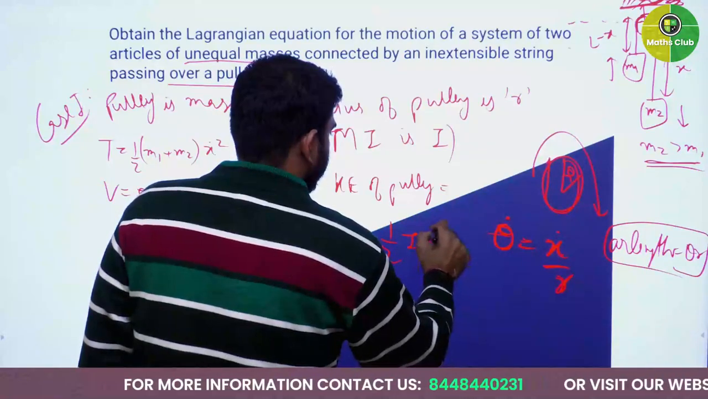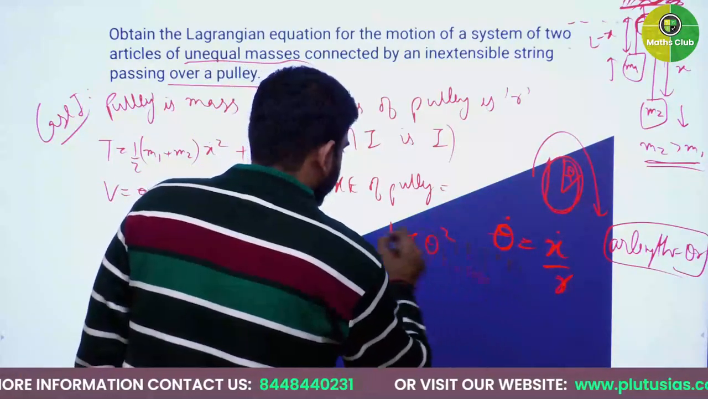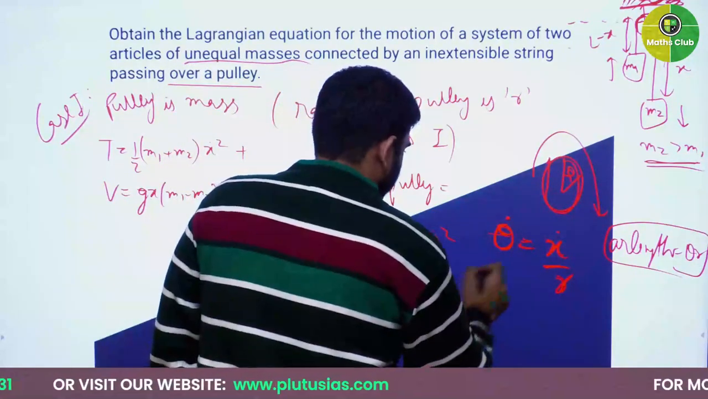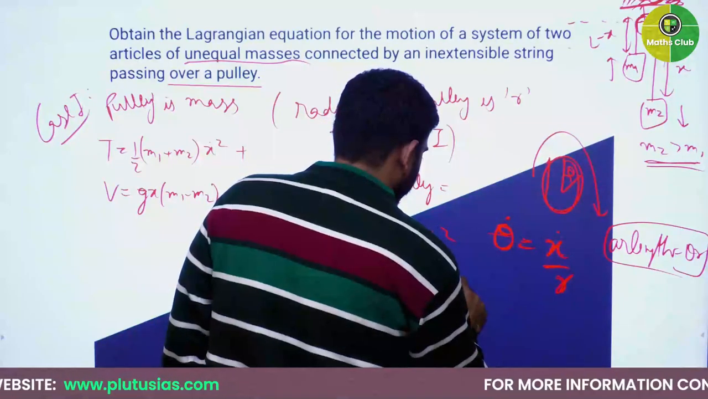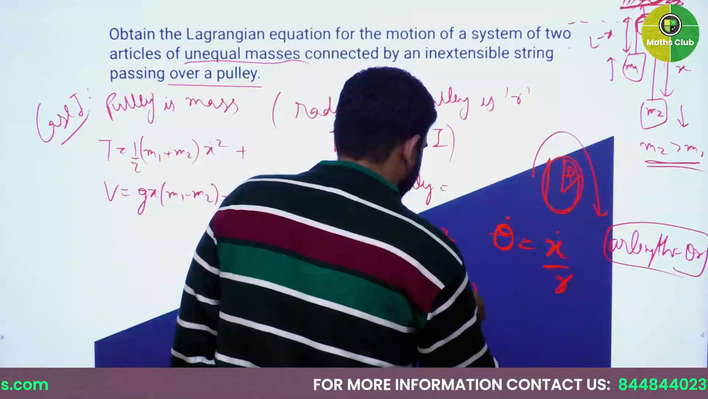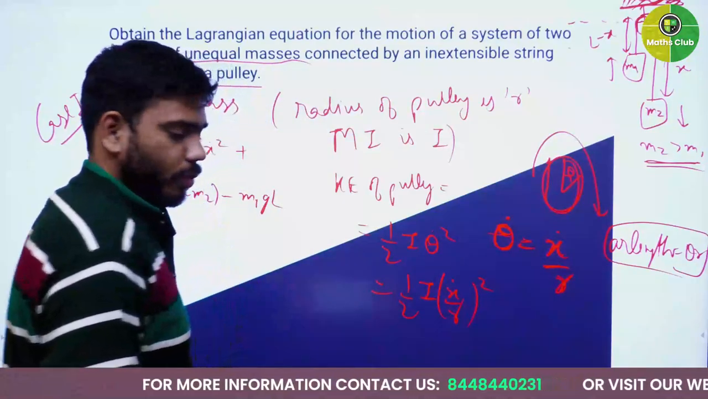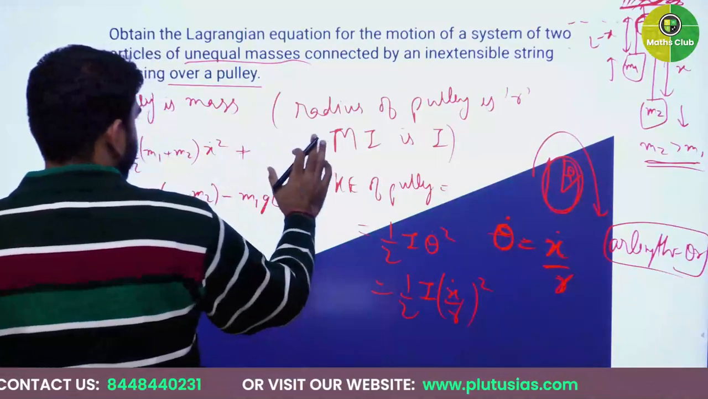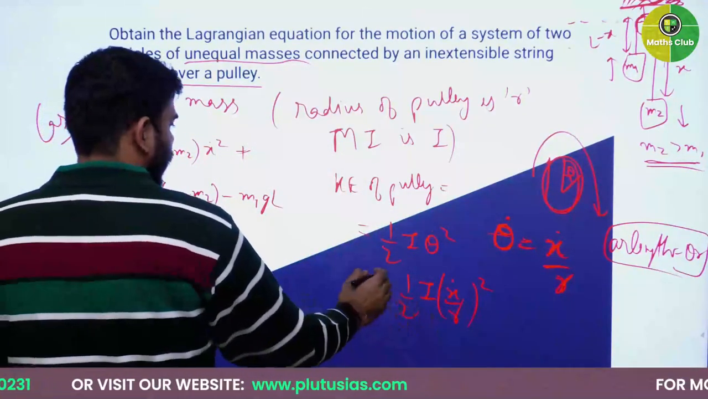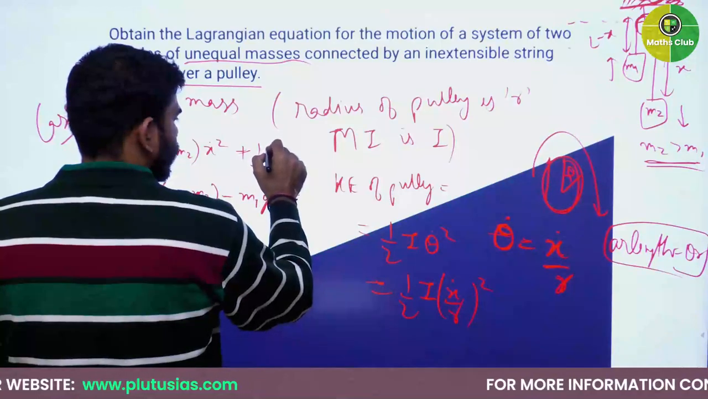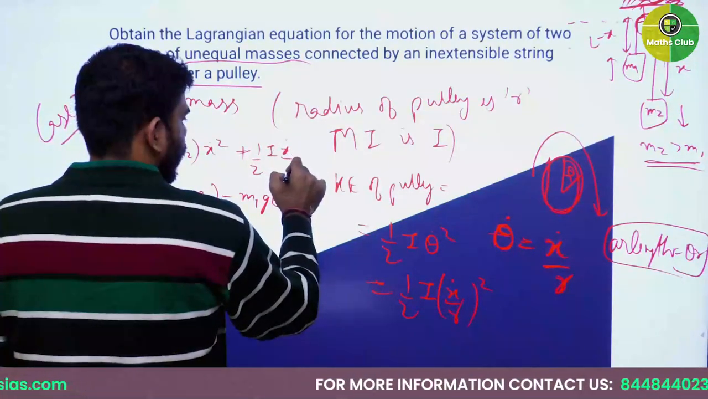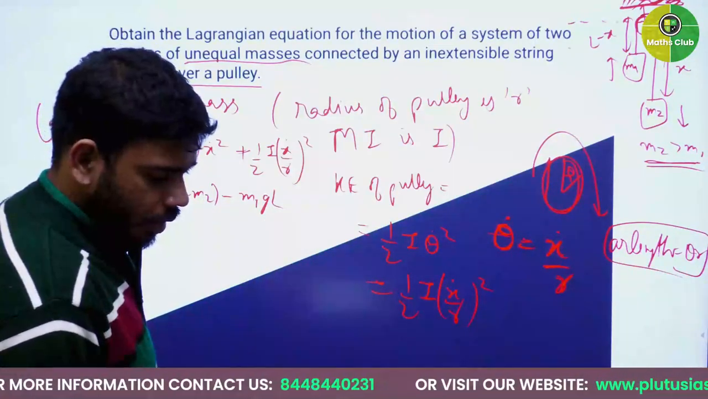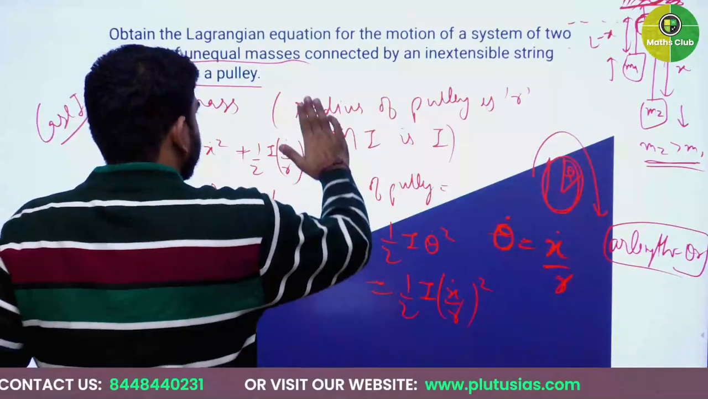So the kinetic energy of the pulley is half I theta dot square. We have imagined the moment of inertia of this pulley is I, and theta dot, taking from equation number 2, is x dot by r, squared. So in this expression we just have to include the kinetic energy of the pulley, and this is equal to half I (x dot by r) square. That's it. Now I will erase this first.